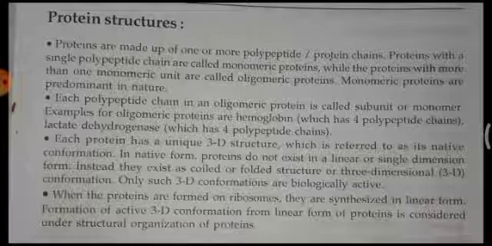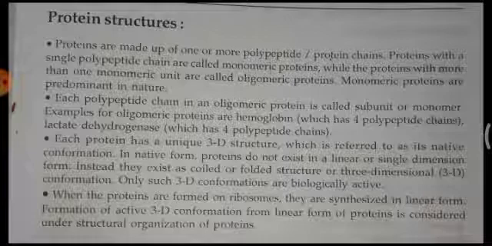Some may be made up of more than one polypeptide chain. Hence, those which are made up of a single polypeptide are called monomeric proteins. Those which are made up of more than one polypeptide chain are called oligomeric proteins. Monomeric proteins are predominant in nature. They are in abundant quantity.